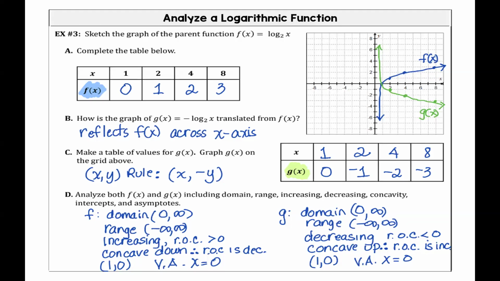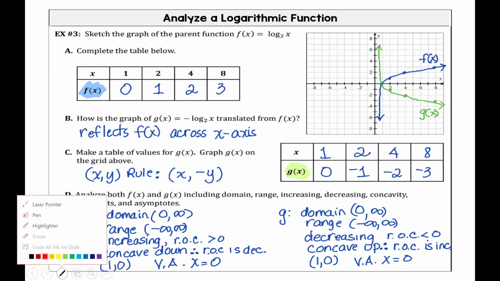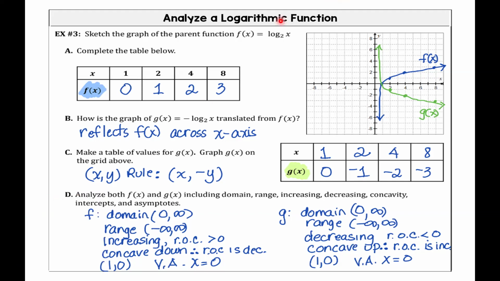Hey, we are continuing 2C.3 notes, I believe. It was brought to my attention that we did not complete this. So on example number 3, it has you sketching the parent function log base 2 of x. The first thing you should always do when you think about a graph is create a table.